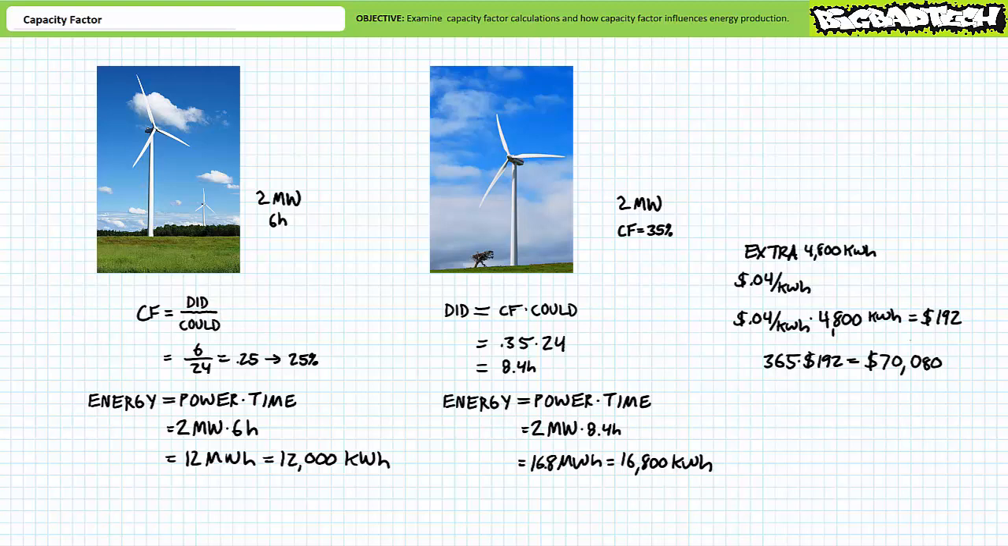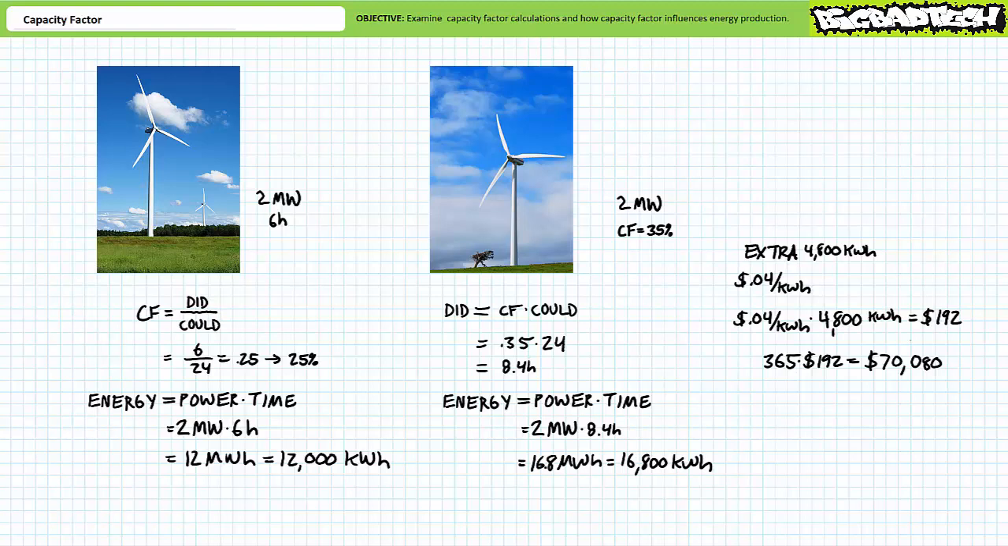If the owners were selling the output of this turbine at a wholesale price of, let's say, 4 cents per kilowatt hour, the turbine with the increased capacity factor would generate 4,800 times 4 cents, or $192 more each day than the one with a smaller capacity factor. If this pattern repeated itself for 365 days, or a whole year, this turbine with a higher capacity factor would have generated 365 times 192, or $70,080 additional dollars.